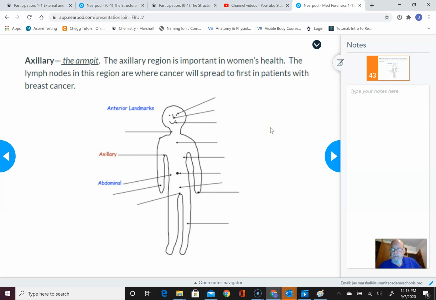Axillary, the armpit. The axillary region is important in women's health. Lymph nodes in this region are where cancer will spread first in patients with breast cancer, and so there's a significant medical importance to that. Also, the axillary artery passes right through the armpit. You can probably feel your axillary pulse.